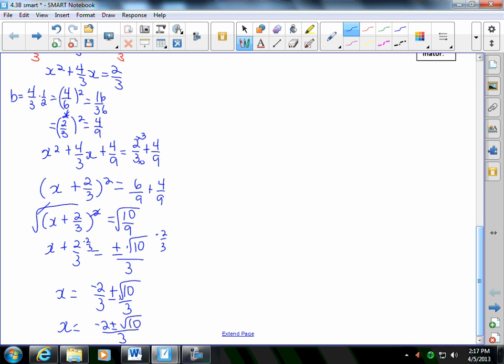And that's your solution. The answers in the back of the book might flip and have the plus or minus square root 10 in front, and then the minus 2. Doesn't matter. If you actually calculated it out, you would still get the same value.